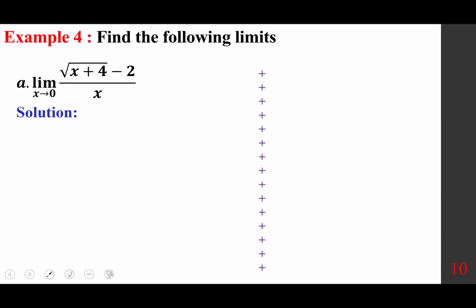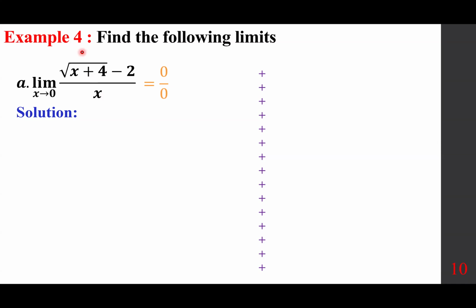We want to find the following limits. The limit of the square root of x plus 4 minus 2, over x, as x approaches 0. We plug in. 0 gives us the square root of 4, which is 2, minus 2, over 0, which is 0 over 0. And as you recall, this means indeterminate. So when it's 0 over 0, you have to figure out a technique that will fix the problem.